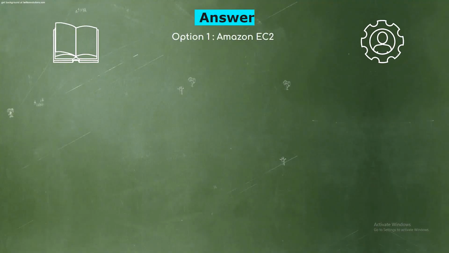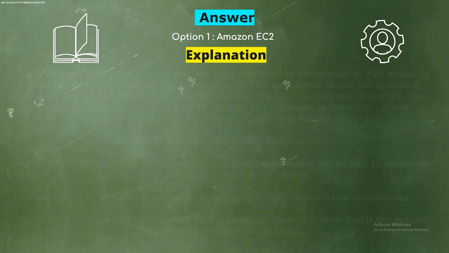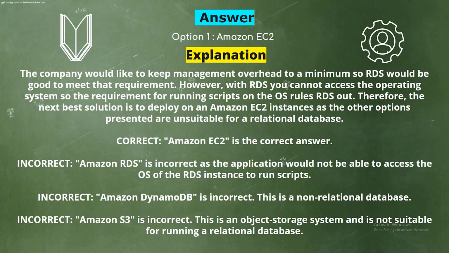Amazon EC2. Explanation. The company would like to keep management overhead to a minimum, so RDS would be good to meet that requirement.